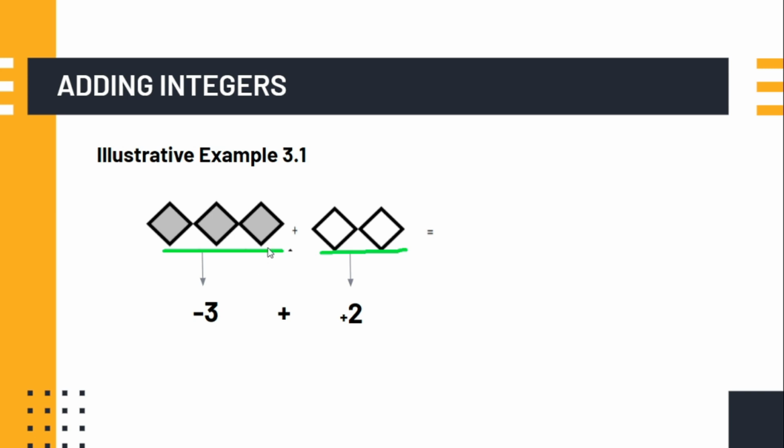So, meaning to say, titingnan mo yung model nila or representation nila, alin dyan sa dalawa yung lamang. Itong gray, di ba? Ilan ang lamang niya? Isa. At ano siya? Isang gray. That's negative 1. Okay? Therefore, ang sagot is negative 1. Ganun lang kadali. Okay? Pag tiningnan mo siya. So, kung ano yung mas madali, yun yung mas maganda mong gamitin.